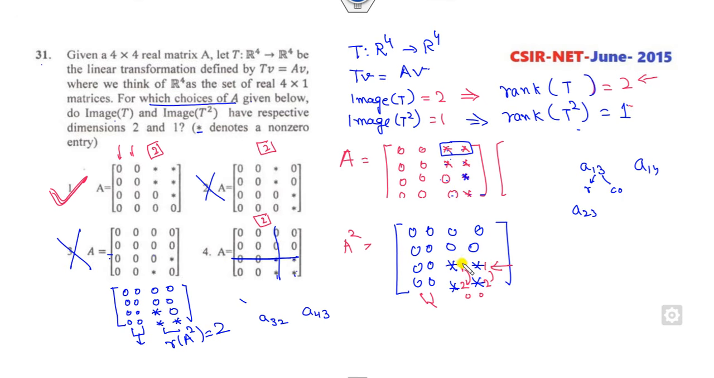But if the values are 4 and 7 and, say, 2 and 8, then again the rank of this will be 2. So in this case the rank is either 2 or 1, but we always need non-zero entries. So this option is also cancelled. The right option is only A, my correct answer.